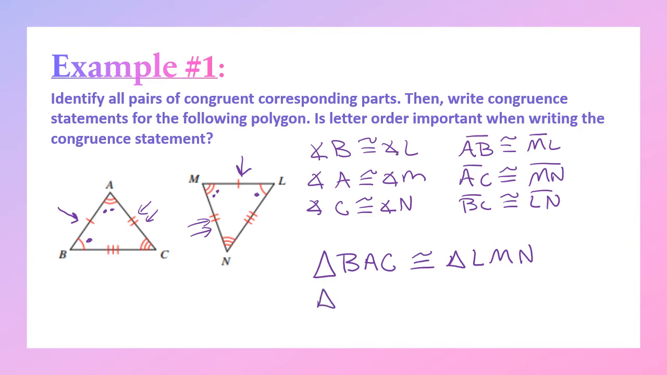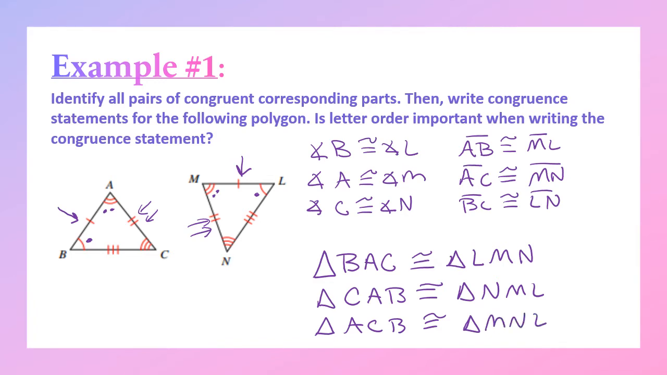Now, could you write that other ways? Yes. If I wrote this one as CAB, I could write this one as NML. I could start with letter M or start with letter A. I could go ACB, which means over here you would have to go MNL. As long as the corresponding angles are the same, I can look at this statement and take the second letter here and the second letter here. And when I come over to my pictures, A and M should have the same symbols. So you can look at those congruent statements and tell what parts are congruent.